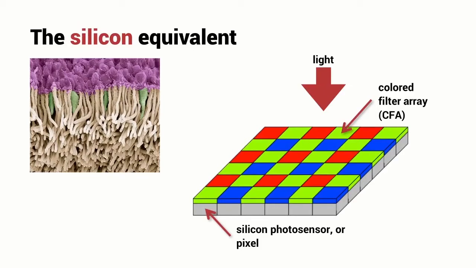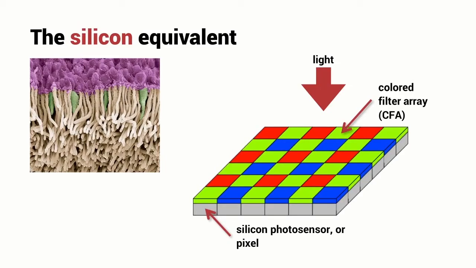So to make them color sensitive, we print on top of these silicon sensors individual color filters. So we print patterns of red, green, and blue filters. This gives the individual silicon photosensor then the ability to measure the amount of incoming red, green, or blue light at that particular point on the artificial retina.